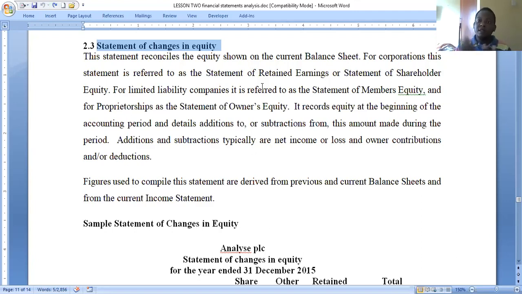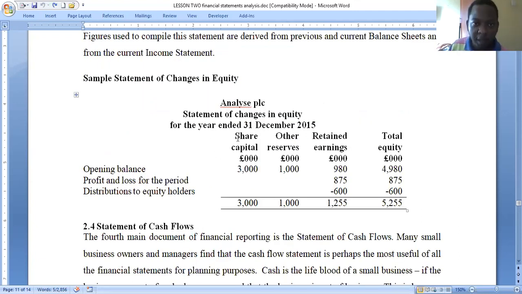And then another item that affects equity for a company is dividends. Dividends are a distribution to the shareholders. For a sole proprietorship, we talk of drawings by the owner, but for companies, we talk of dividends that are distributed to the shareholders. After dividends have been distributed, we end up with a closing balance of equity. And then we also have some reserves in the equity. So you have an example of a statement of changes in equity.